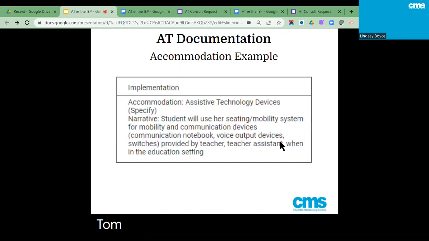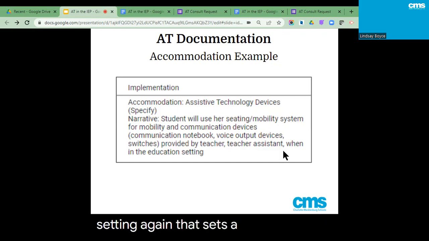Under the accommodations section, painting a picture of what the student needs across activities is ideal. This is an example of a student who needs positioning and communication supports. The student will use her seating mobility system for mobility and communication devices. In parentheses, communication device, notebook, voice output devices, switches, provided by teacher, teacher assistant, when in the educational setting.